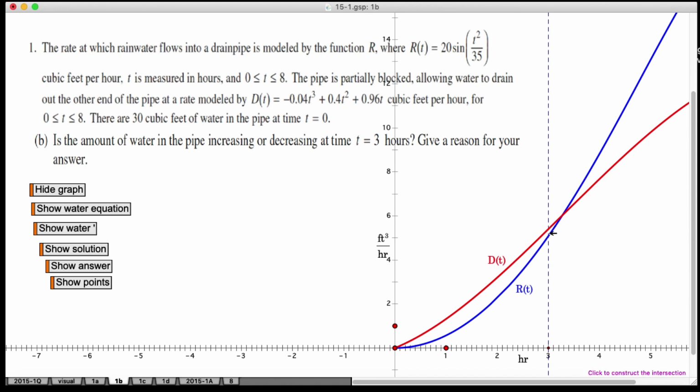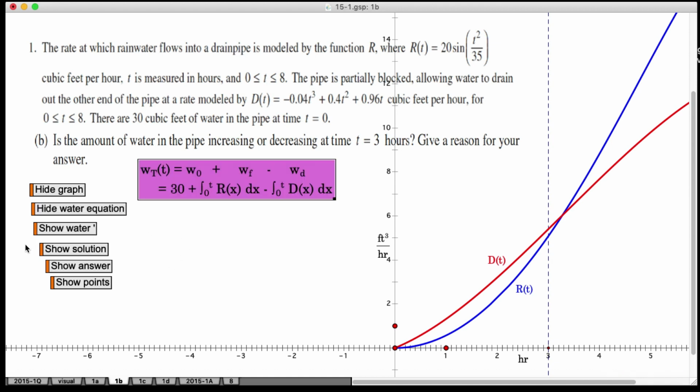So if that's true, that means the amount of water in the pipe should be decreasing, because there's more draining out than there is filling in. Okay, so we get a feeling from just looking at the graph. Now let's do it analytically and see where these equations come from. This is a good equation to have because I use it quite a bit. This is the water equation: the water initial condition plus the water flowing in minus the water draining out, here in terms of its definite integrals.